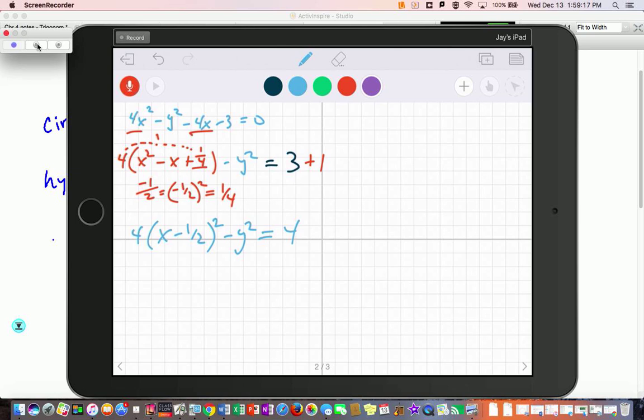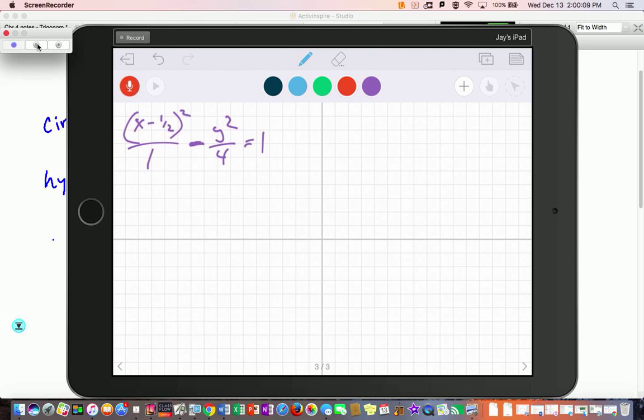And just like the ellipse, we want it equal to 1. So the hyperbolas we want equal to 1. So divide everything by 4. So this will be x minus 1/2 quantity squared over 1 minus y squared over 4. So that should be your standard form.